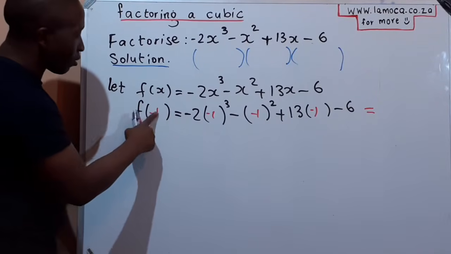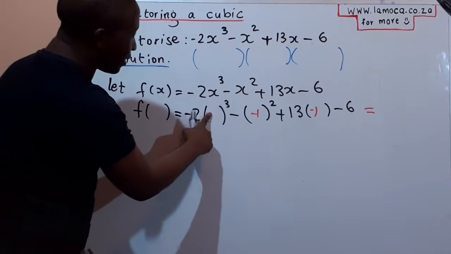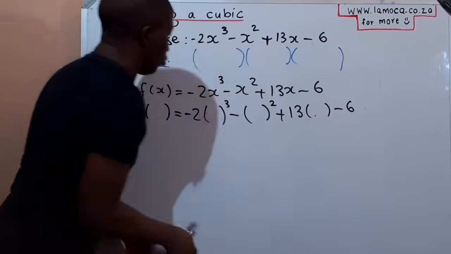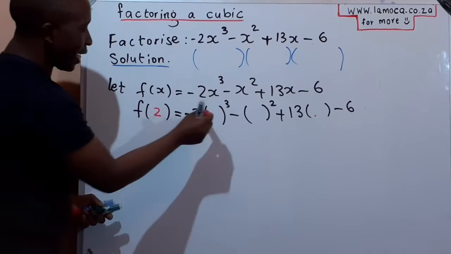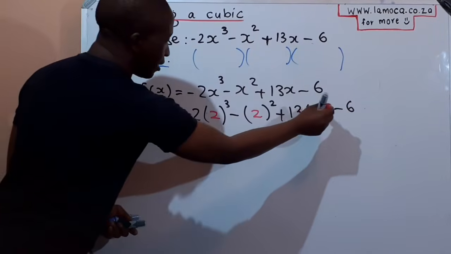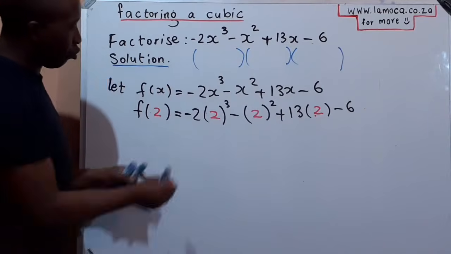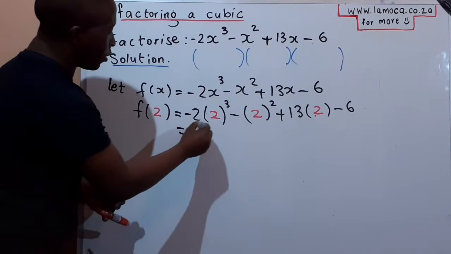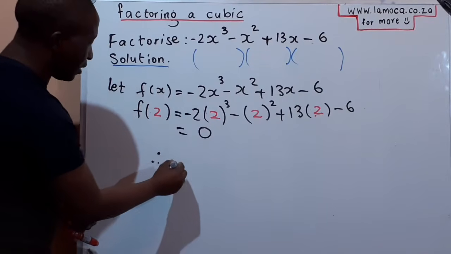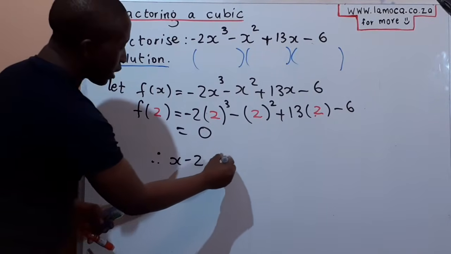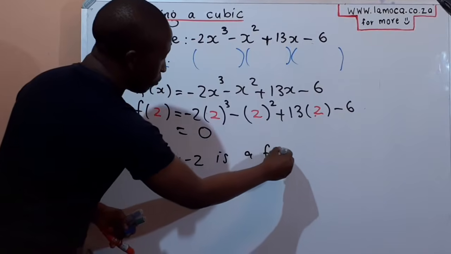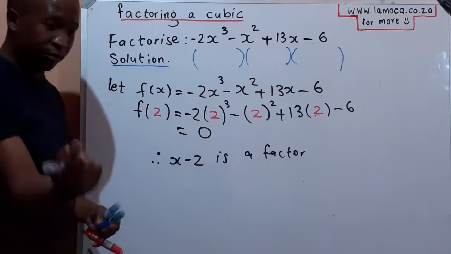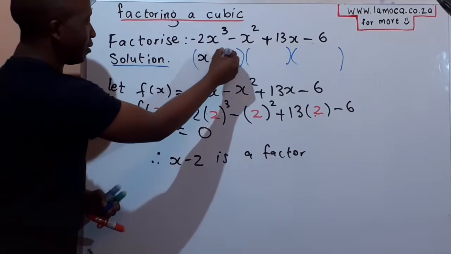It turns out that on this one, we get 0 when we substitute our x value as positive 2. So if I sub 2 here, and here, and here, and here, f of 2 will simply give us exactly 0. So when we get an answer of 0, we can conclude that x minus 2 is a factor of this particular expression. And that's going to be my first factor, so I'm going to put it here as x minus 2.